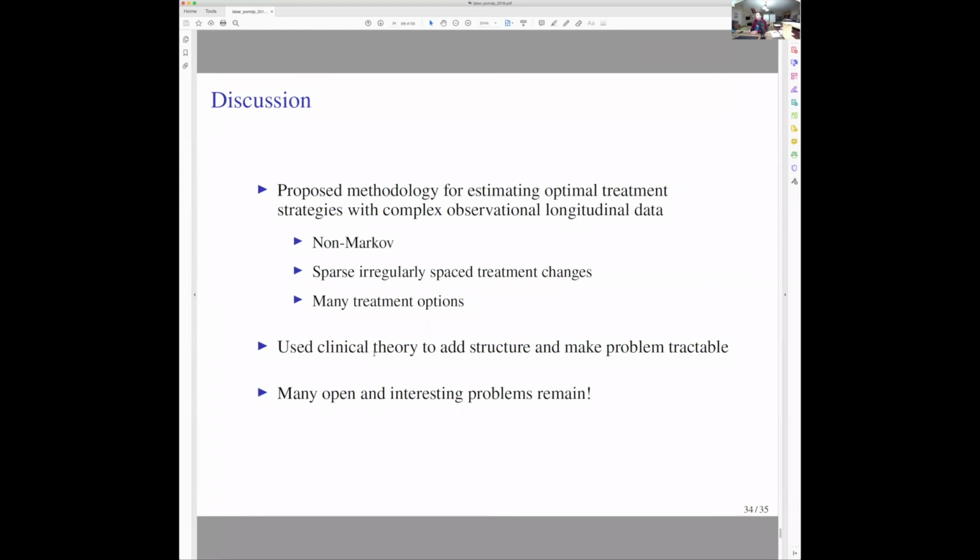Okay, so just to wrap things up, we proposed a methodology for estimating optimal treatment regime when you have complex observational longitudinal data. We showed you could leverage a lot of these ideas from partially observable semi-Markov decision processes. We extended those methods to allow for inference, especially for the optimal decision rule or the optimal treatment regime. We didn't assume the data were Markov. It allows for sparse, irregularly spaced treatment changes and the presence of many treatment options. The critical thing here was to use clinical theory to make the problem more tractable.